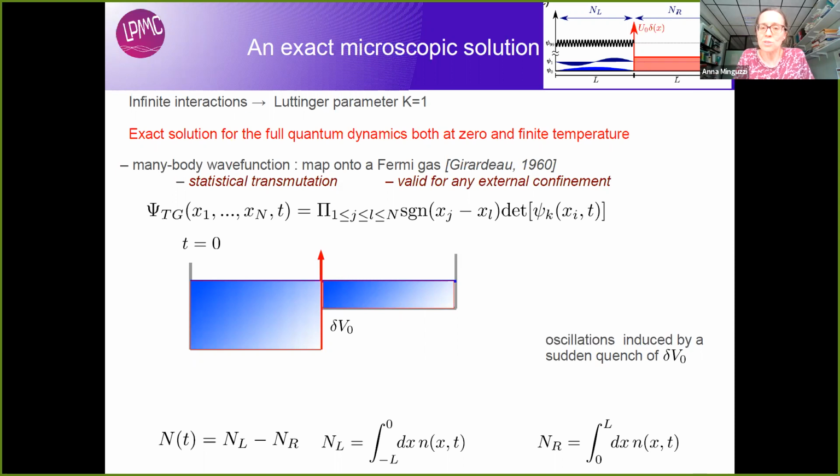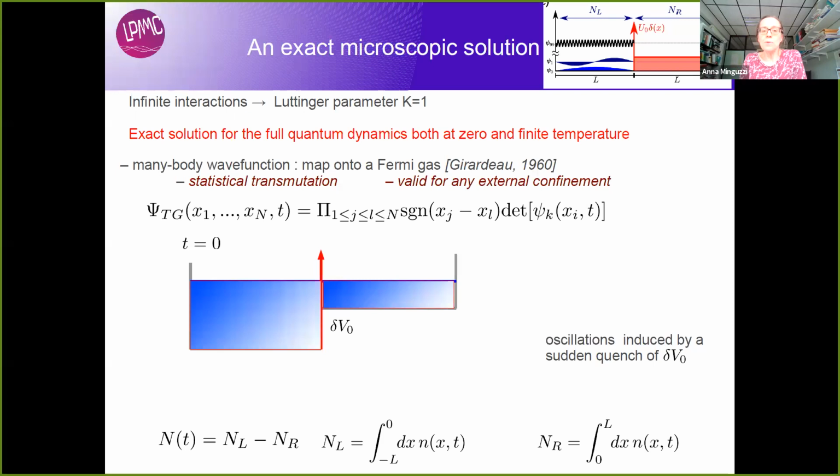Anyway, the key point is that at any time this solution is valid and is still of fermionic form. We just have to solve the problem of given fermions in a given potential. Under a time-dependent potential, we just have to follow the time evolution of each of these orbitals. In our specific case, we have designed this geometry.